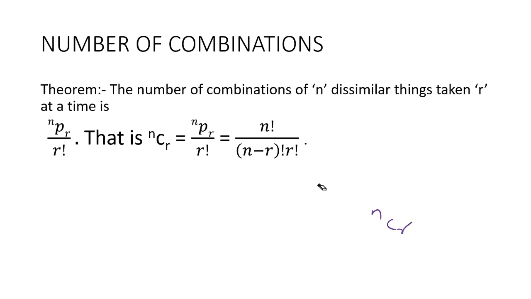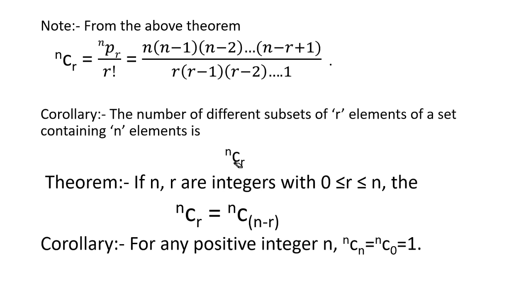Whereas nPr is equal to n factorial upon n minus r factorial, and n choose r is equal to n factorial upon n minus r factorial times r factorial. So in general, nCr or n choose r is equal to n times n minus 1 times so on up to n minus r plus 1 upon r times r minus 1 times so on up to 2 times 1. In the numerator you will have r terms, and in the denominator you will have r terms. But in the numerator it starts with n, and in the denominator it starts with r.